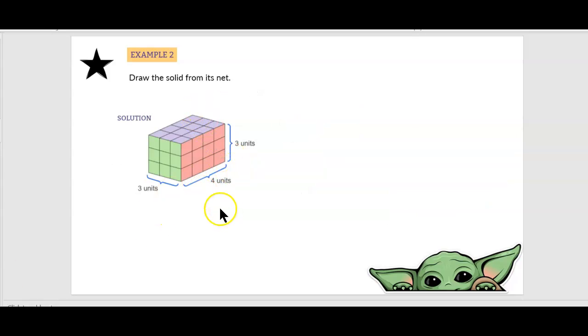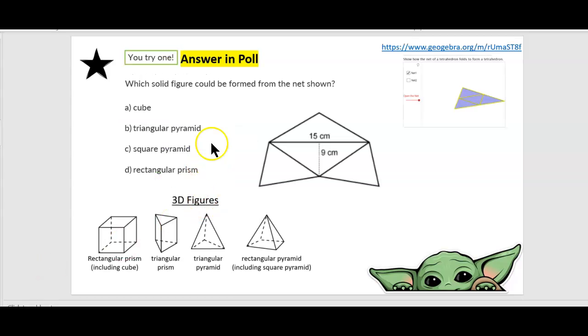Yeah, anyhow, it would fold up in the same way. Just different configurations that can make rectangular prisms. All right, let's try this one.